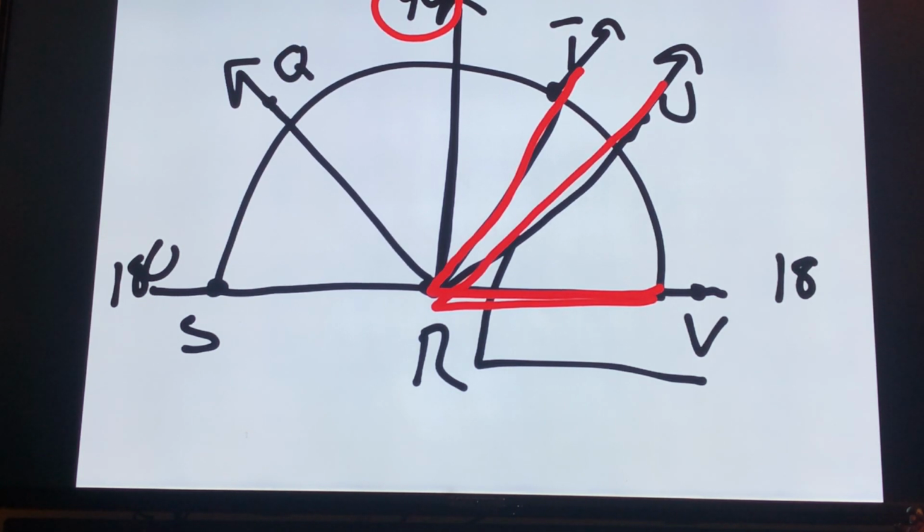Why would it be an acute angle? Let's do SRQ. SRQ. Did it go up to 90 here? No. It is less than 90. So it is also acute. And if we look at our protractor, it is at 50 degrees.